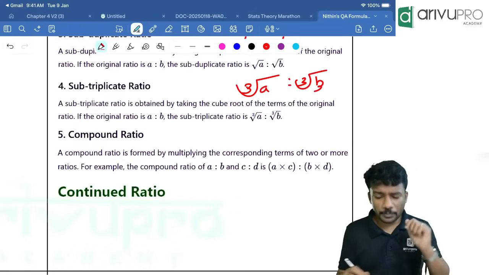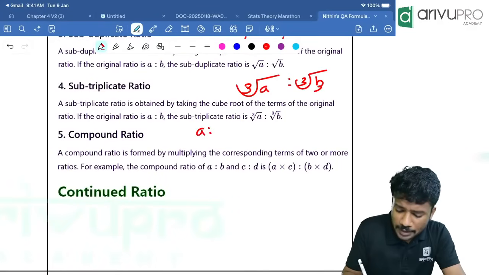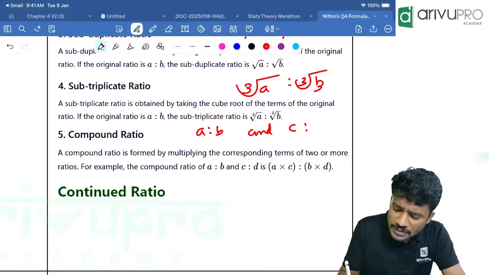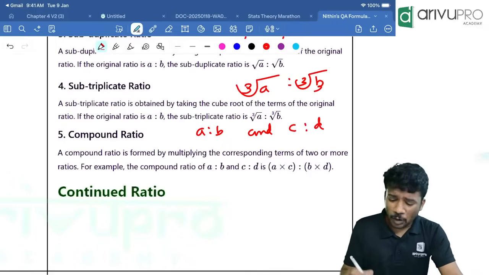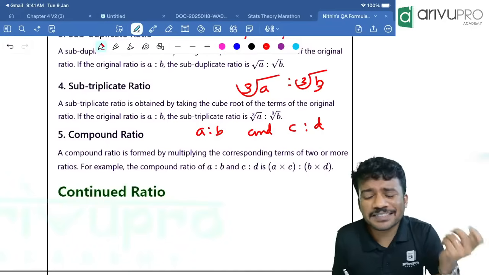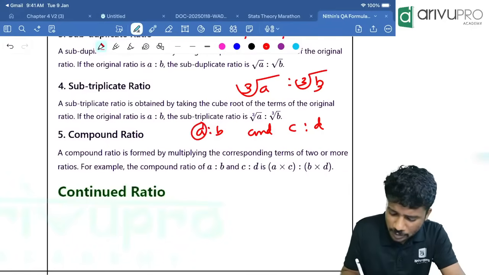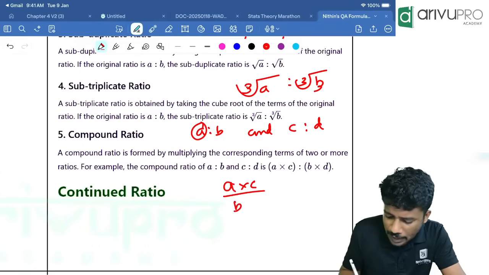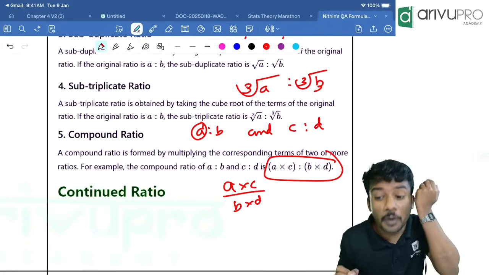Now, compound ratio, people. There are two ratios, A is to B, and another ratio, C is to D. Then, what is the compound ratio of A is to B and C is to D? It's very easy. Product of A and C divided by product of B and D, or we can write it as AC is to BD.